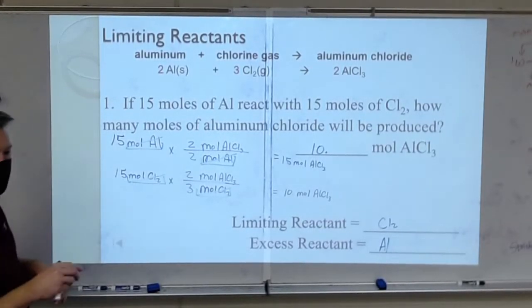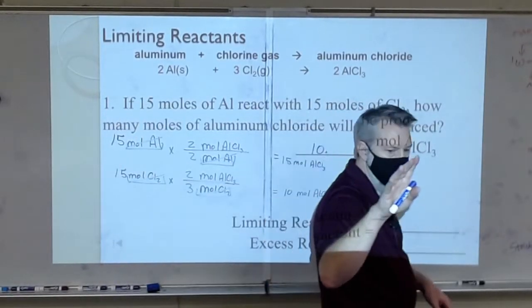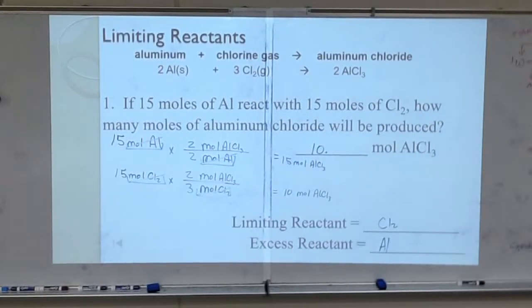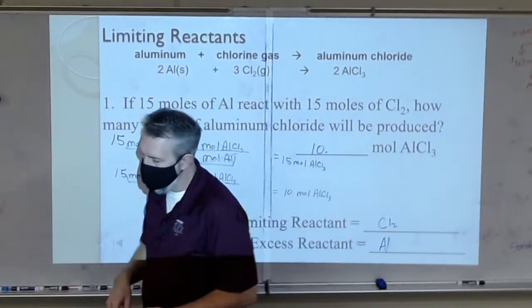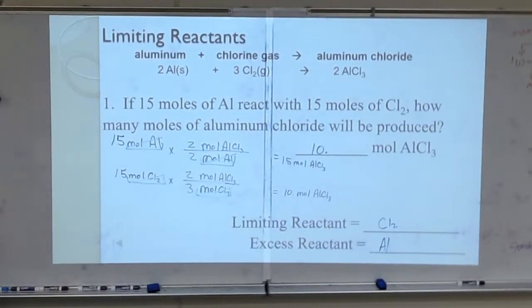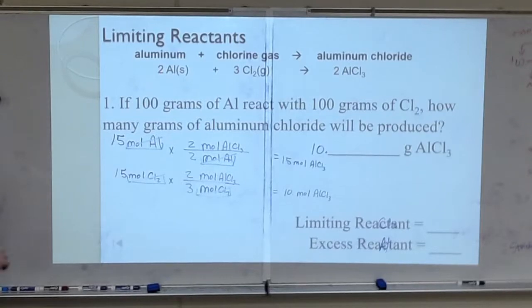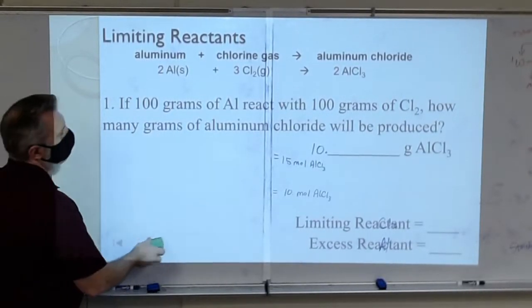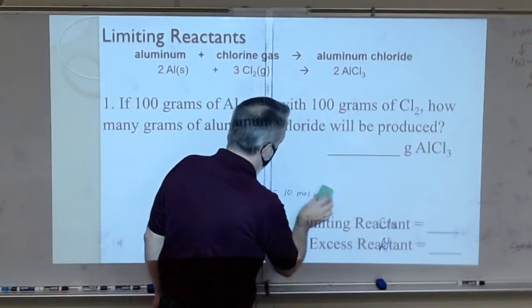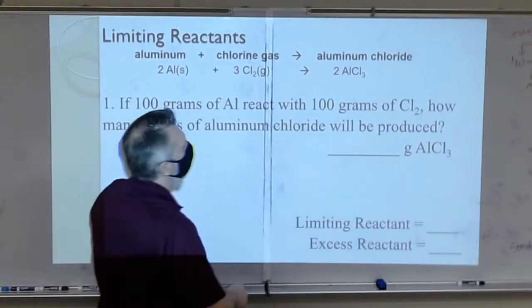Questions? What questions do we have? Any questions? Good. Okay. Let's try the next one. So that was pretty straightforward. Let's try the next one. Using the same equation, except this time we're going to start with 100 grams of aluminum and 100 grams of chlorine.